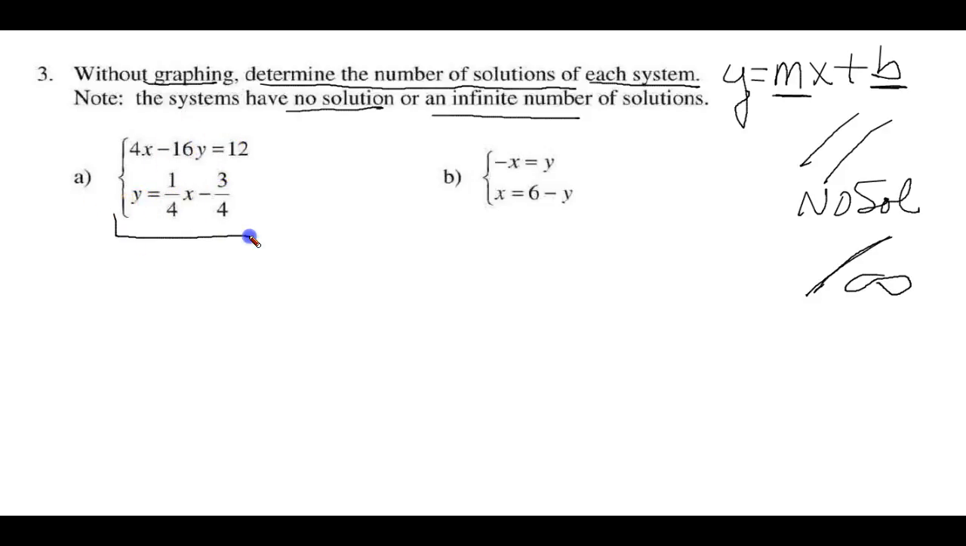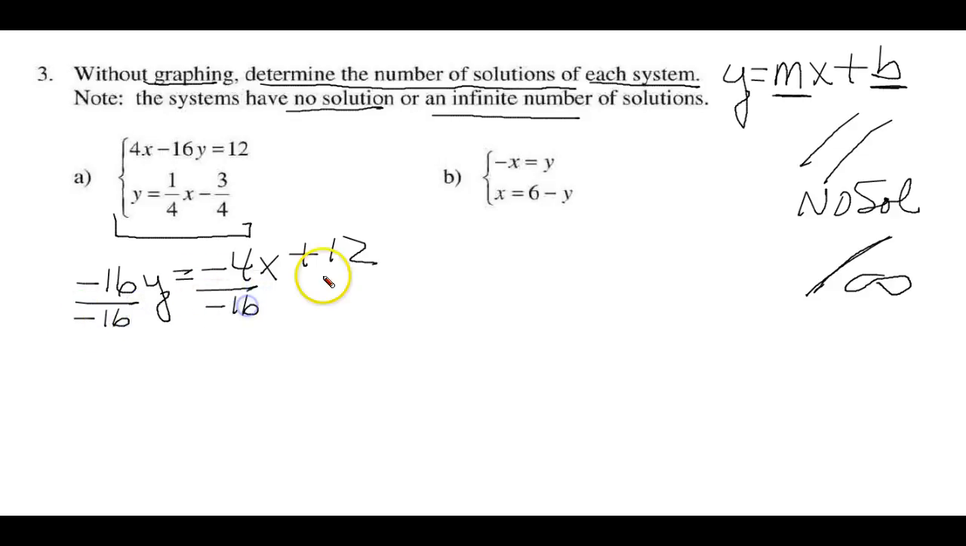Now this one is already in slope-intercept form. So we're going to solve this next one here. Negative 16y. I'm going to bring this x term over as a negative 4x plus 12. Now I'm going to divide everything by negative 16. So I get a positive y now. This is going to become a positive 1/4 x. And this is going to be a negative 3/4.